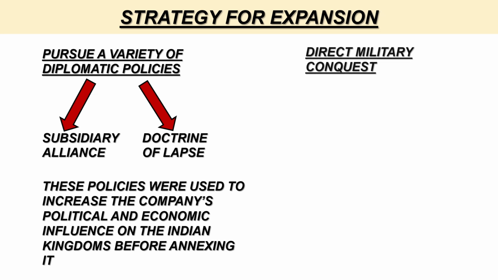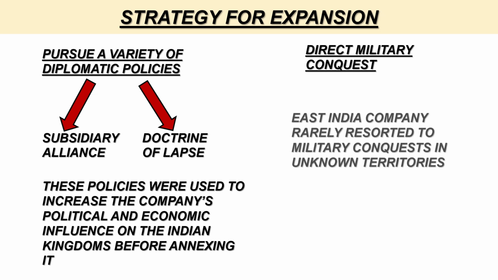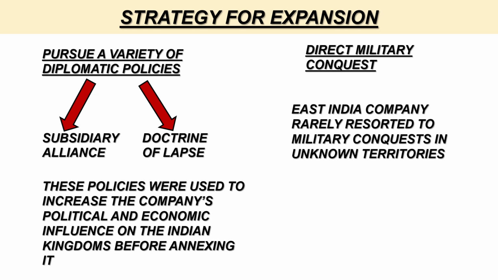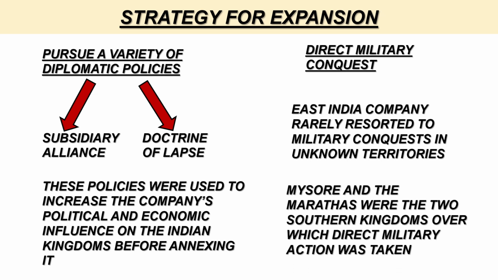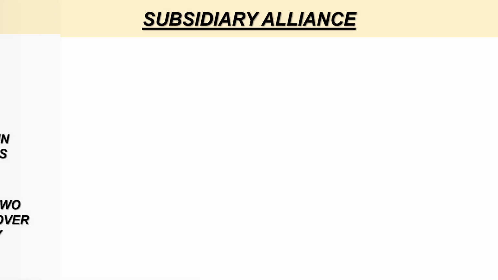The next strategy was direct military conquest. East India Company rarely resorted to military conquest, particularly in unknown territories. However, Mysore and the Marathas were the 2 southern kingdoms over which direct military action was taken because these 2 southern states had become a threat for the company's political and economic dominions.